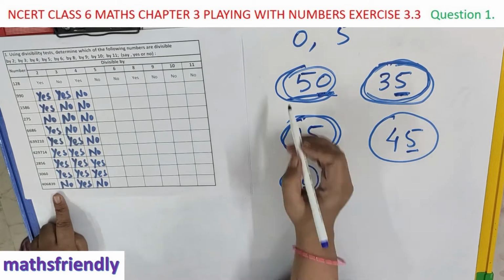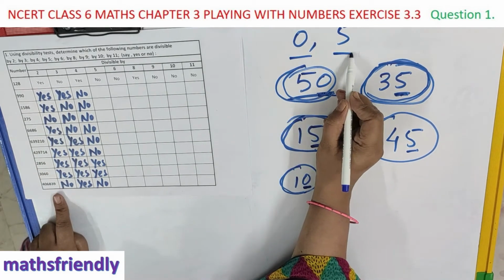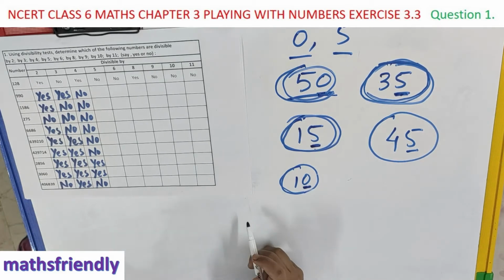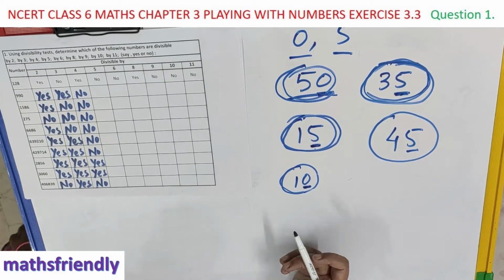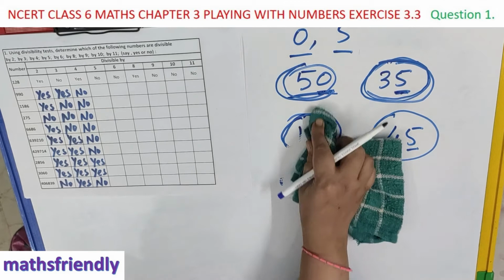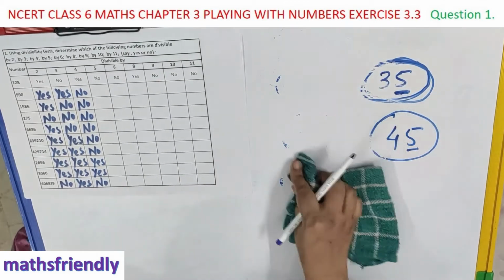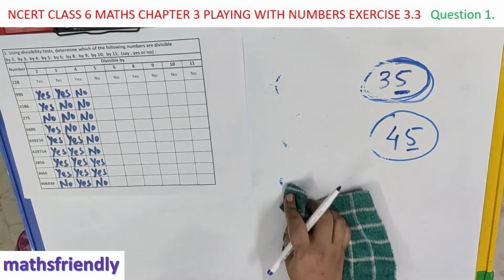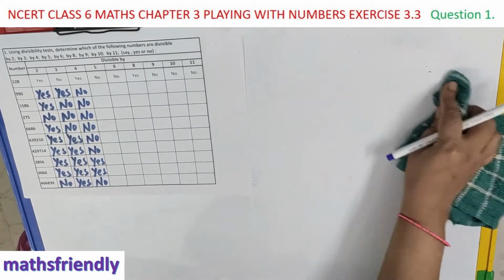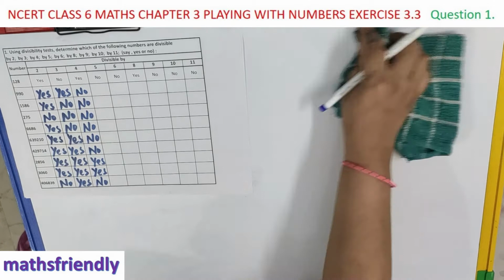If the units place has 0 or 5, then we can say that yes, the number is divisible by 5. If the units place is not 0 and it is not 5 also, then we can say that the number is not divisible by 5. So for checking the divisibility rule for 5, we have to only see the units place. It should have either 0 or 5 in its units place.